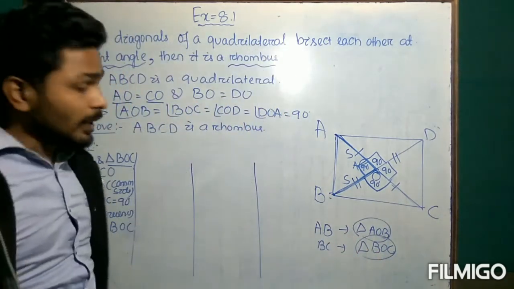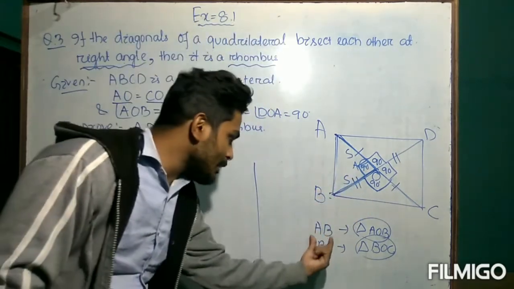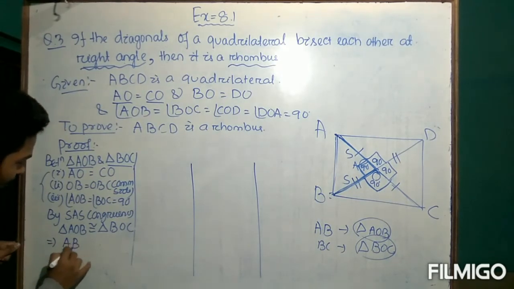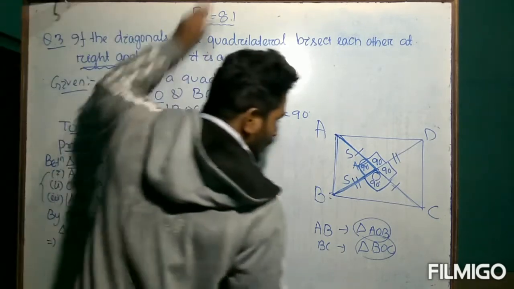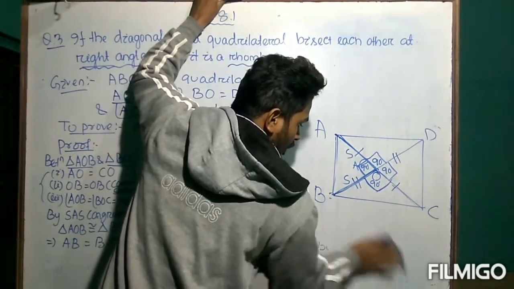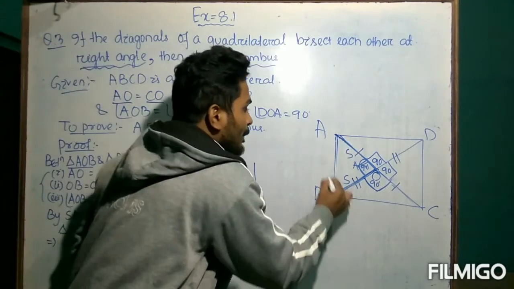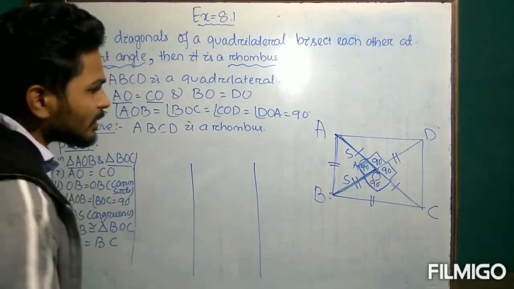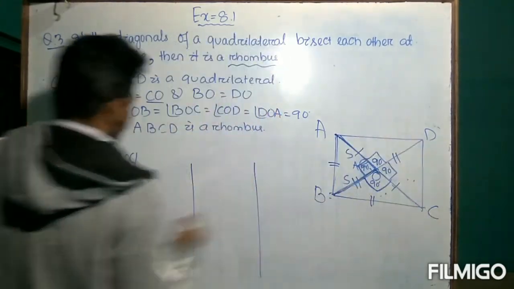That means if any two triangles are congruent, then their corresponding parts must be equal. So you can write AB is equal to BC. Understood? So we have proved these two triangles are congruent, and hence AB is equal to BC. Next we will consider these two triangles, BOC and COD.